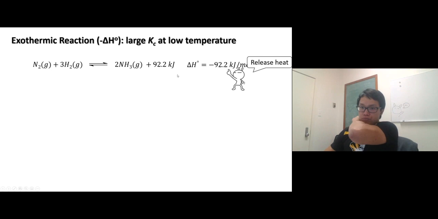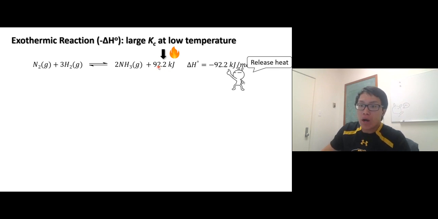If we add heat, increase the temperature, add heat into this reaction, what's going to happen? Well, you're going to treat this heat, this energy right here, just like one of the products. If you have more product, what's going to happen to equilibrium? Shift backward. Here we go.